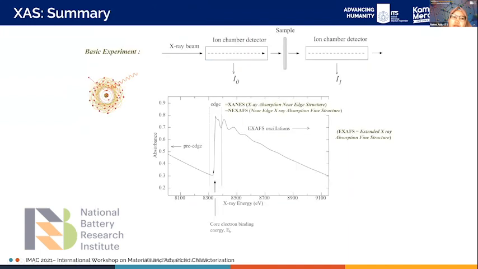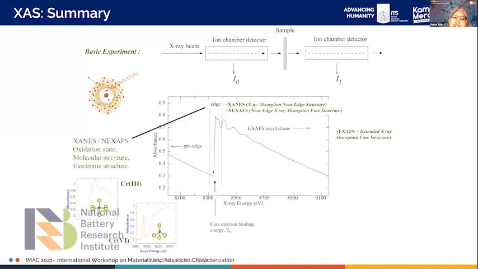So in summary, by using XAS measurement, we can get the information. First, we can get the spectra of XAS like this, which consists of XANES and also EXAFS. And as for the XANES, here we can analyze the oxidation state, molecular structure, and also electronic structure. So as I said before, the pre-edge here is very sensitive to the surrounding atom, so that's why here chromium 3 and chromium 6 have different features in the pre-edge.